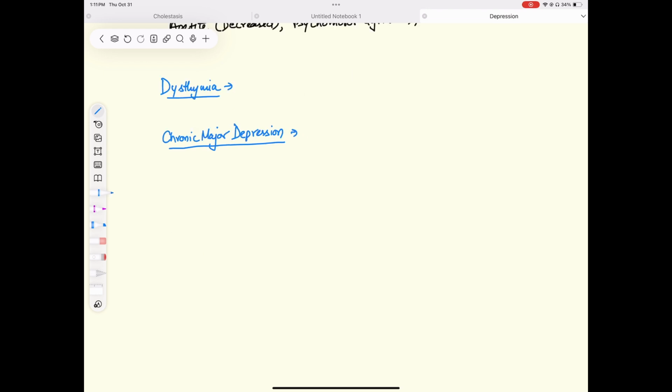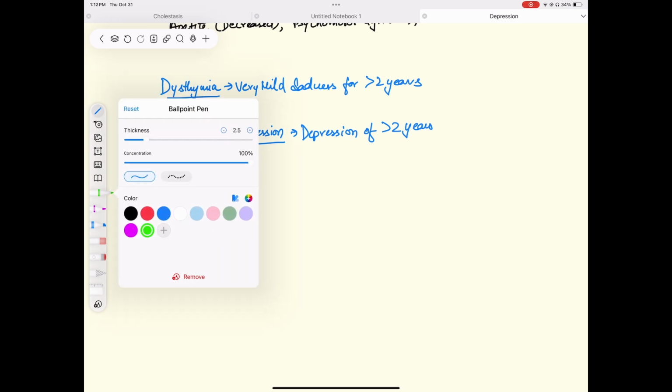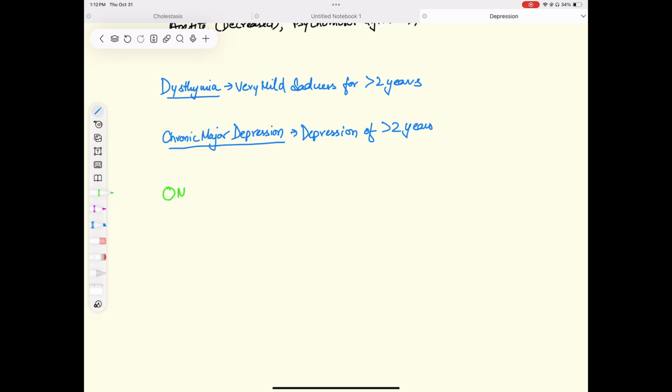Another term you should know about is dysthymia. Dysthymia is very low and mild sadness, but which has persisted for more than 2 years. Chronic major depression is a depressed state persisting for more than 2 years. There is a difference between depressed and very mild sadness.